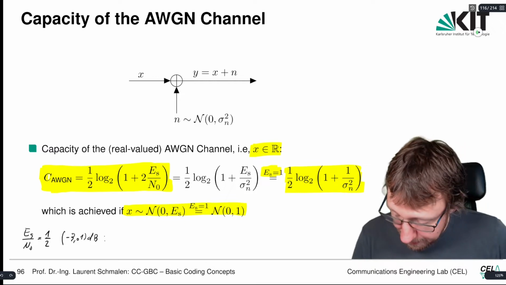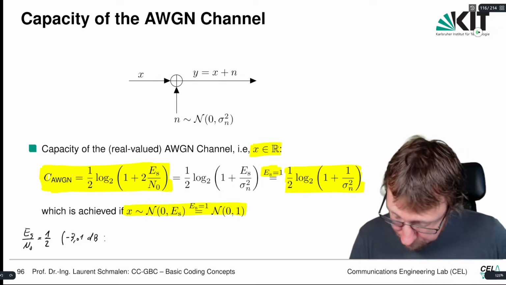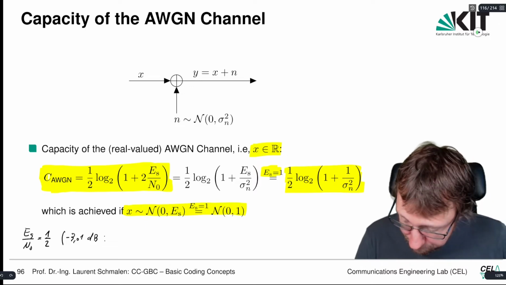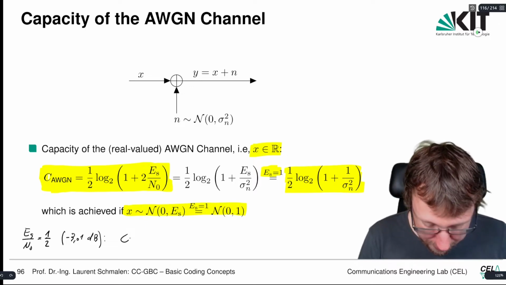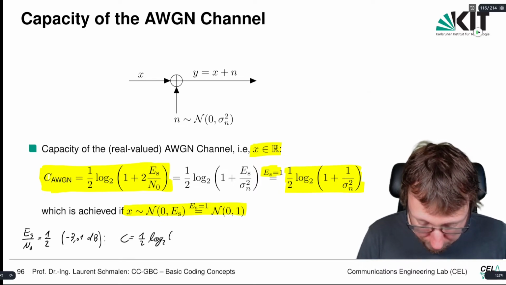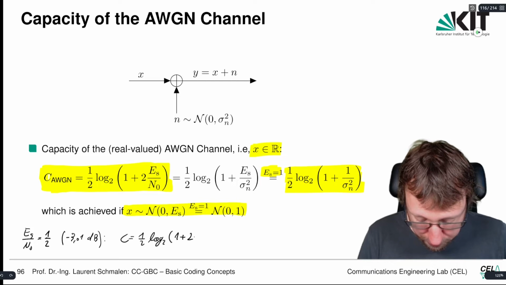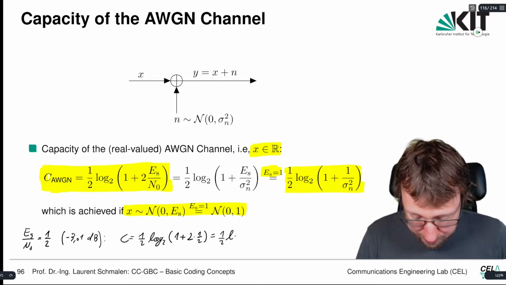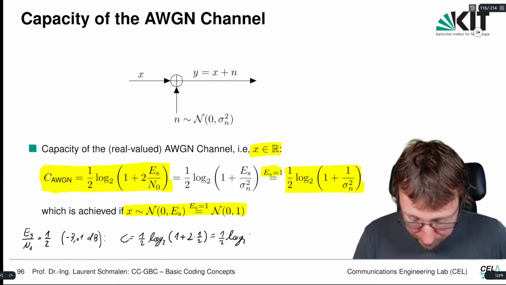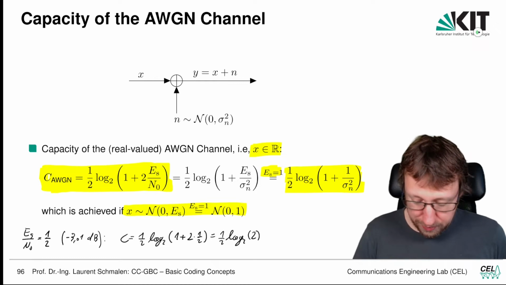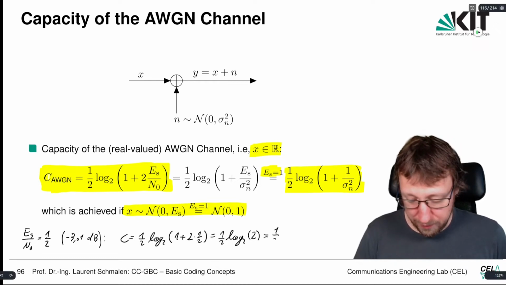That means that the capacity C is equal to 1/2 times log 2 of 1 plus 2 times 1/2, which is equal to 1/2 times log 2 of 2. Log 2 of 2 is equal to 1, so this is equal to 1/2 or 0.5.